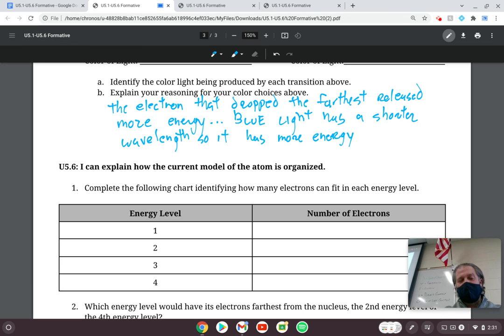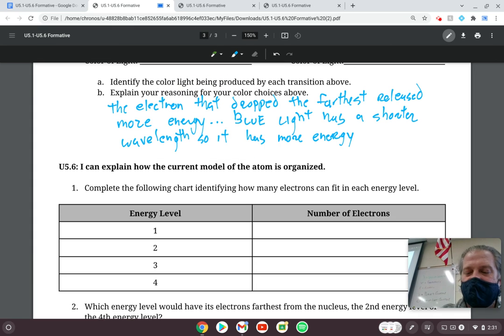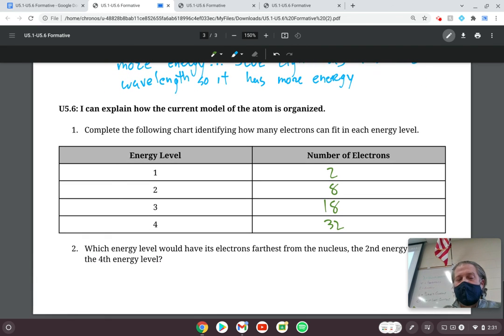The next one, you were supposed to identify how many electrons would fit in each energy level. This came pretty much from the chart that you filled in class yesterday. The first energy level can hold 2 electrons. The second can hold 8 electrons. The third can hold 18 electrons. And the fourth can hold 32 electrons. Lastly, which level would have its electrons furthest from the nucleus, the second or the fourth energy level? The fourth energy level is furthest from the nucleus.